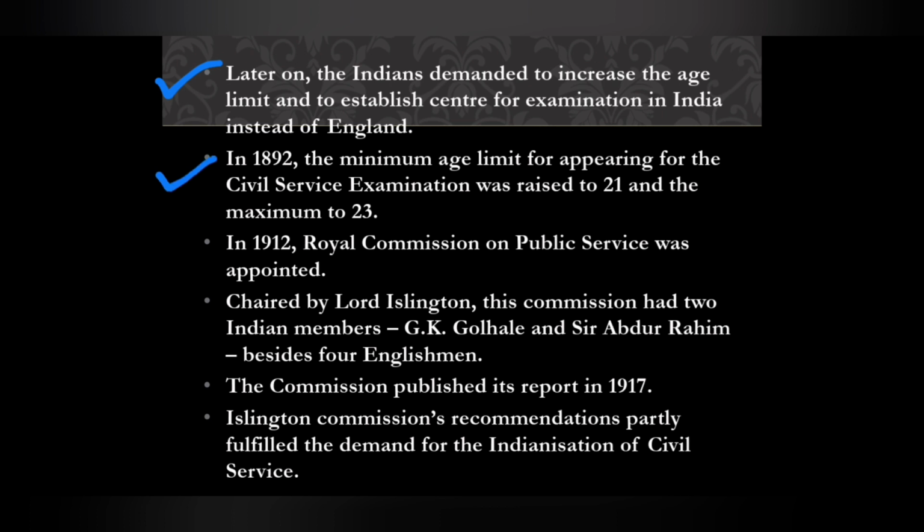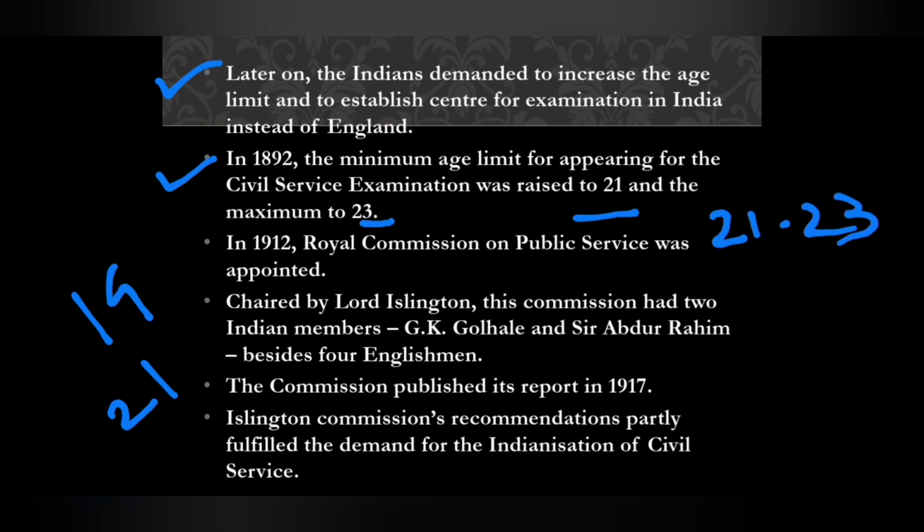in 1892, the minimum age limit for appearing for the civil service examination was raised to 21. So in the year 1892, the government increased the age for those who were going to appear for the examination from 19 to 21, and the maximum to 23. So persons aged 21 to 23 could appear for this civil service examination. Okay, in which year did they make this?